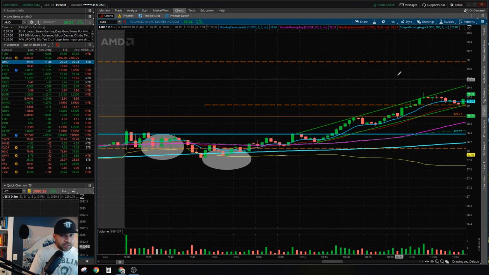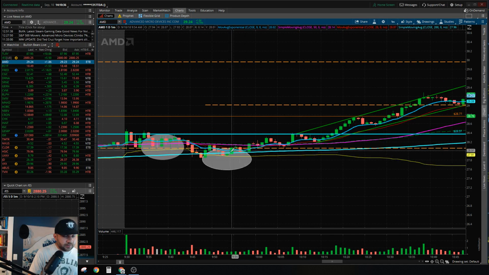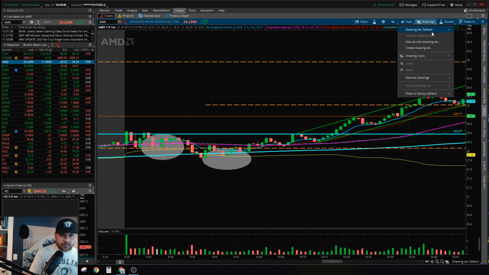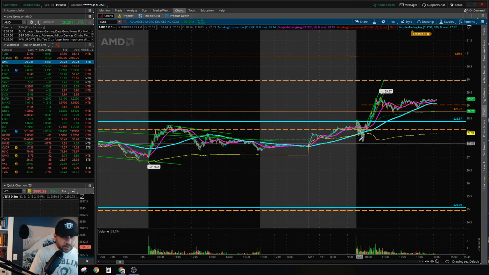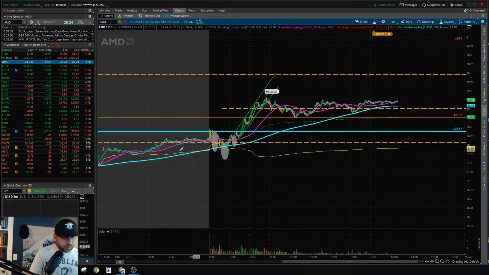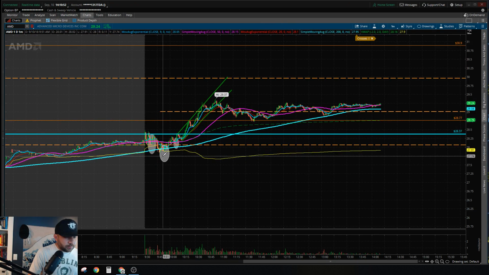Really what we were looking at on AMD is this inverse head and shoulders that was forming, and I marked it out for you guys a little bit over here earlier. So if I zoom out, let me try to get zoomed in a little better. Close this up. There we go. So we had this little inverse head and shoulders thing going on, and I had this line.